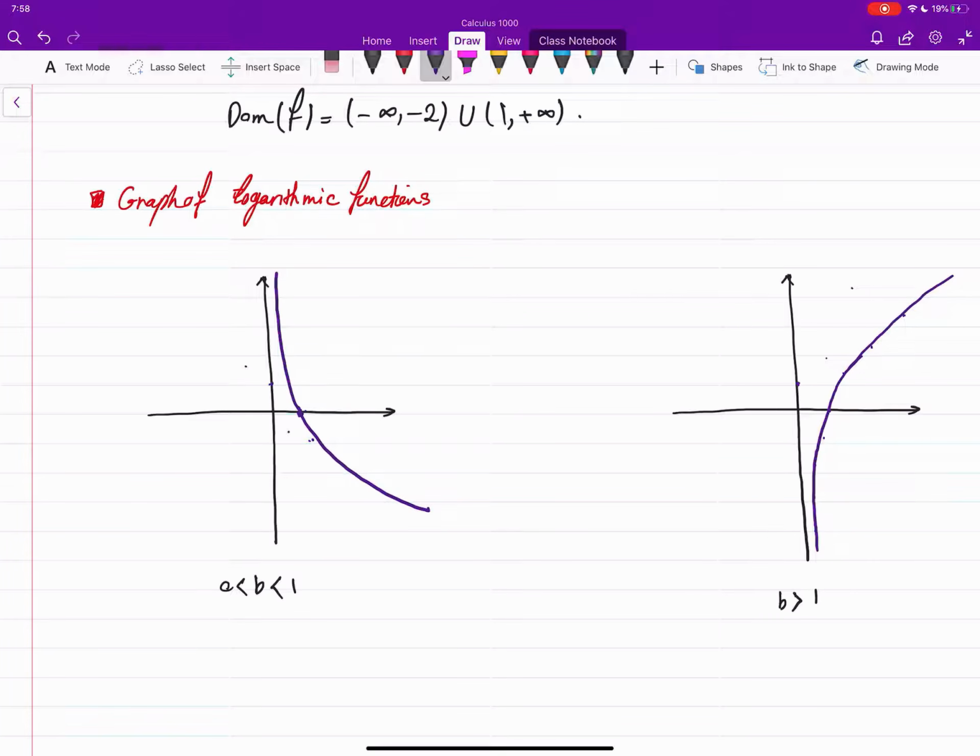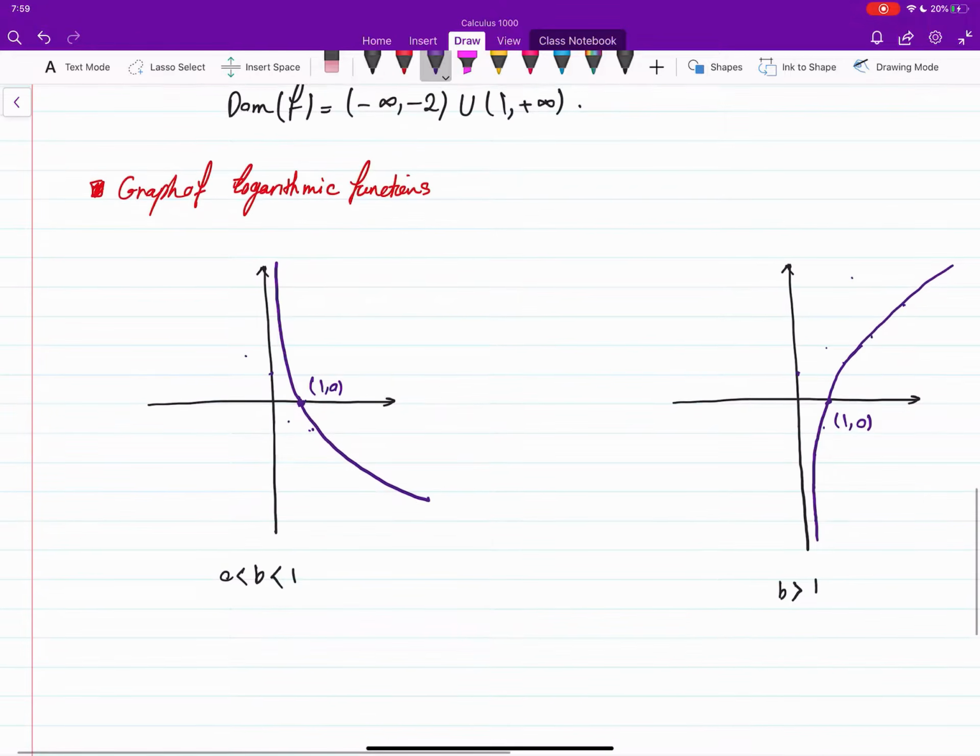So these are both of them. You see that x equal to 0 is a vertical asymptote for these graphs. All of them pass through the point (1, 0). Before it was (0, 1), now (1, 0). And for b less than 1, it is decreasing. For b bigger than 1, it is increasing.